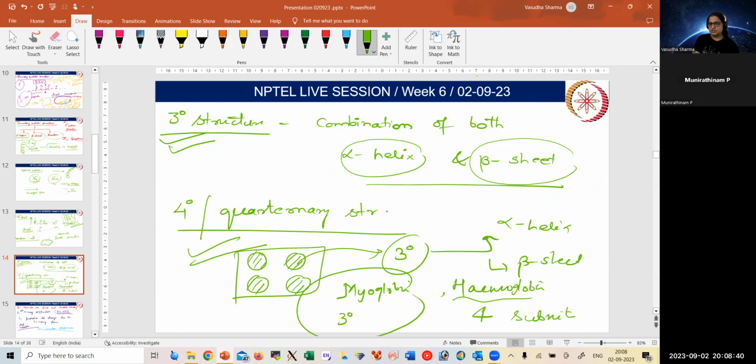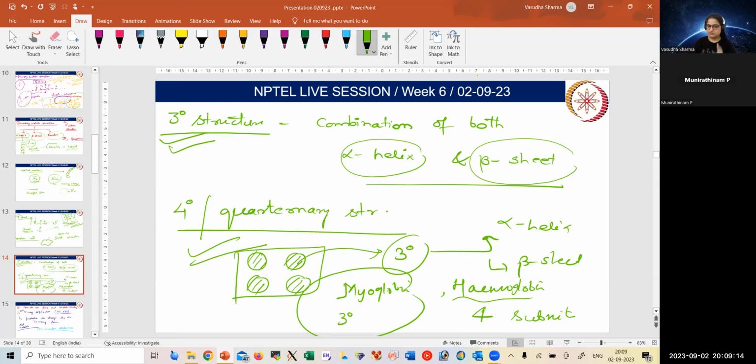Then the tertiary structure. Tertiary structure is something which is having a combination of both alpha helix and beta sheet. And the quaternary also we talked about, it would be having different subunits of the 3-degree structures. Myoglobin and hemoglobin are two metalloproteins, where myoglobin is having only one 3-degree structure, whereas hemoglobin is having 4 subunits.